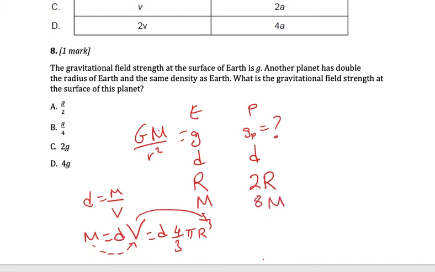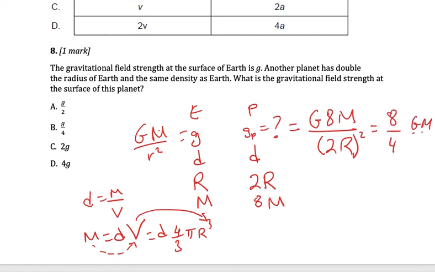So if this is 1r and the mass is m, the cube of the 2r ratio would mean this has 8 times more mass, which means you write the expression for the gravitational field strength on the planet. Its mass is 8 times bigger, and its radius is 2 times bigger, which simplifies into 8/4 GM over r squared, which means 2GM over r squared, so 2g.